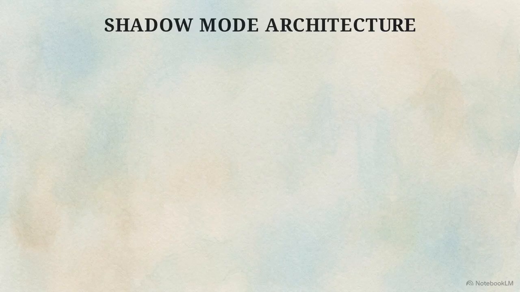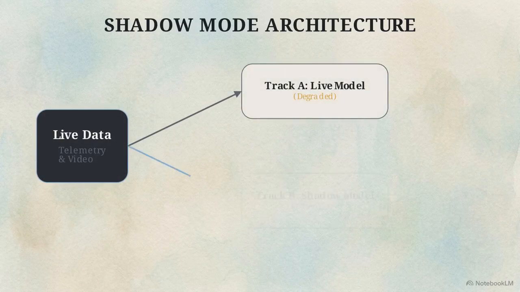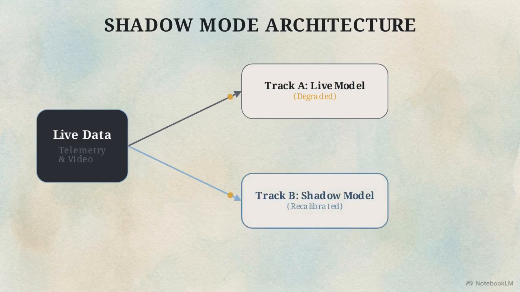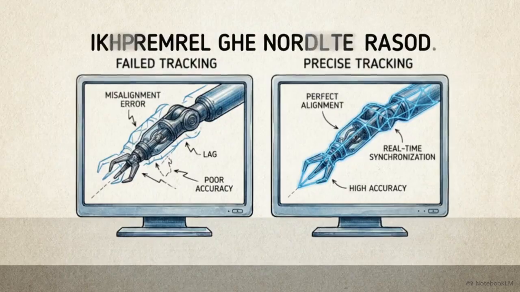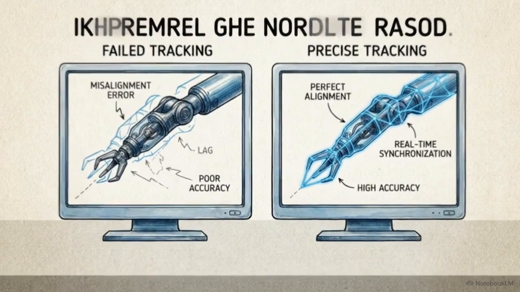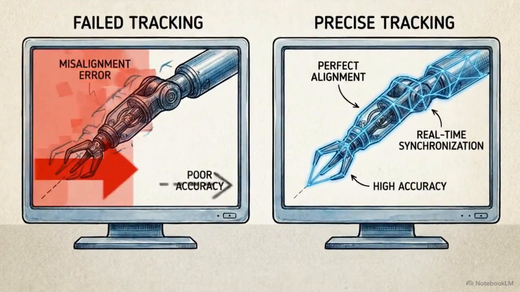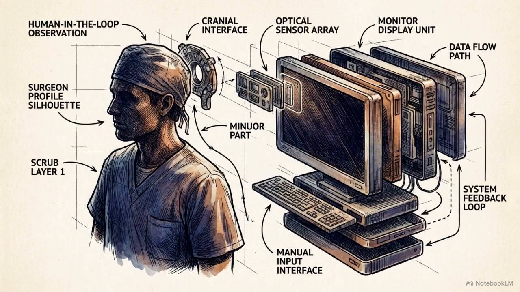To fix a flagged model, engineers use a shadow mode architecture. This runs a newly recalibrated model in Track B, perfectly parallel to the degraded live model in Track A. Shadow mode safely compares the outputs of the new model against the old model using live surgical data, completely decoupled from the actual surgical decisions being made in the room.